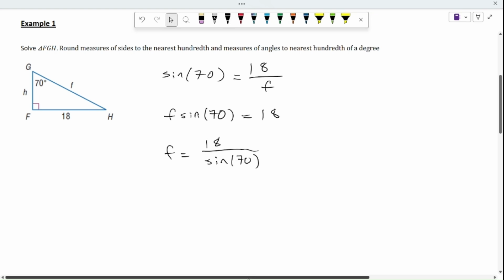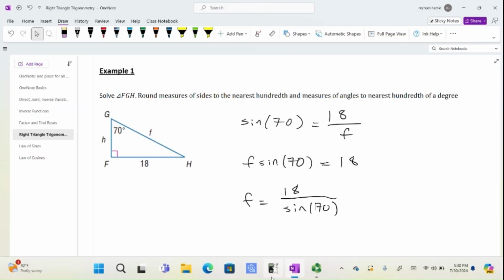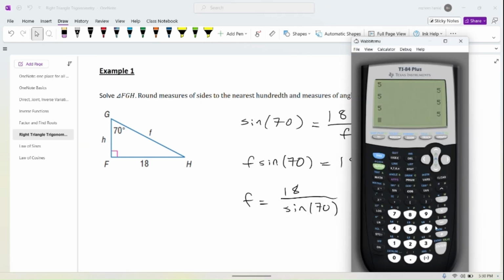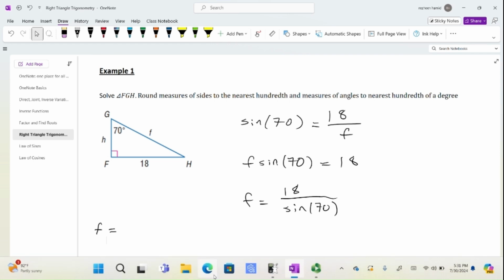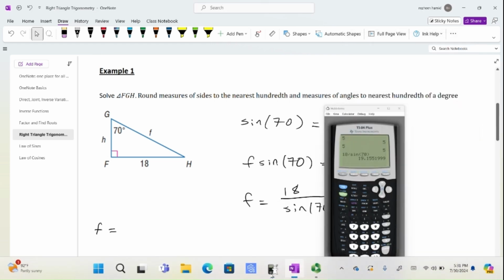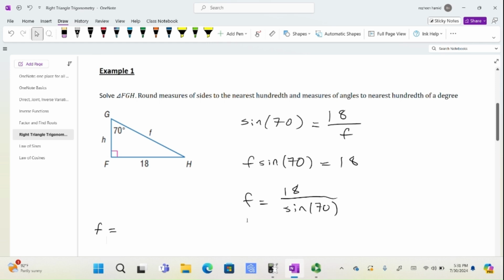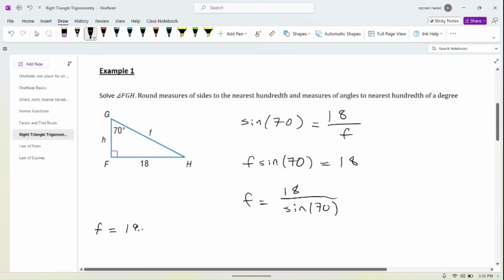Let's grab our calculator and see what that is. We have 18 over sine 70. So f equals, I believe it was 15.66. Sorry, 19.16. Sorry, f is 19.16. All right, so we've solved for f.